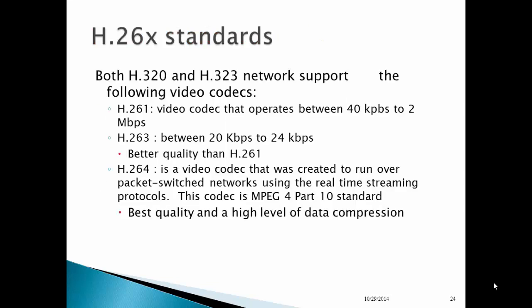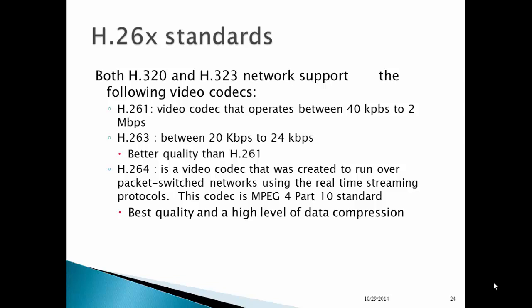Okay, the H26X standards come in different formats. Both H320 and H323 networks support the following video codecs: H261, which operates between 40 kilobits per second to 2 megabits per second. H263 operates between 20 kilobits per second to 24 kilobits per second. H263 has better quality than H261.